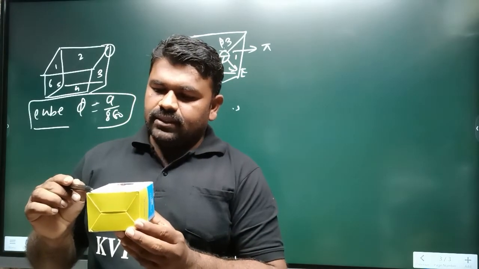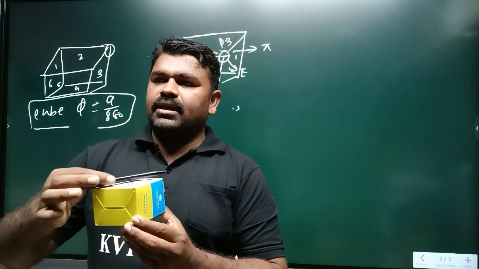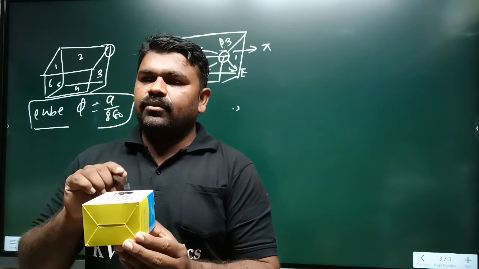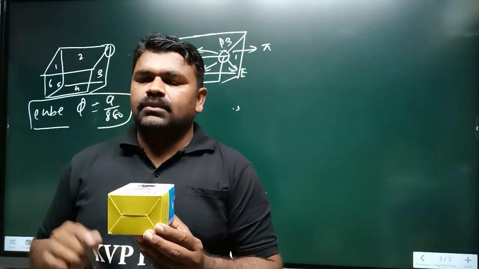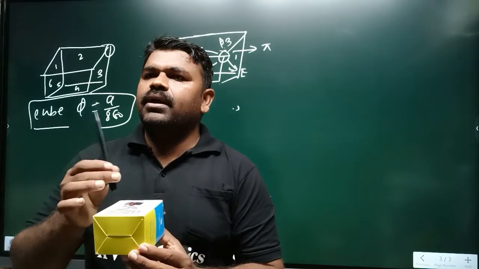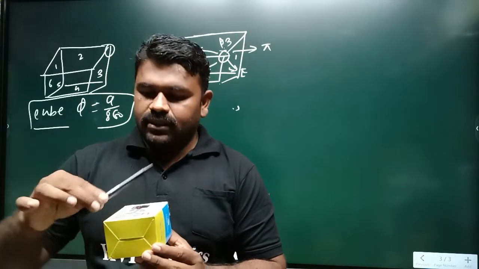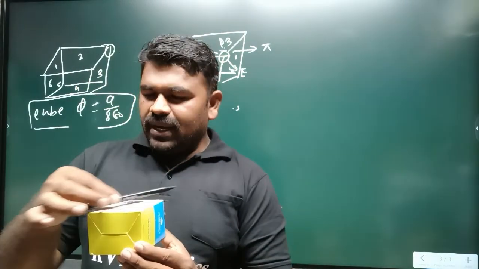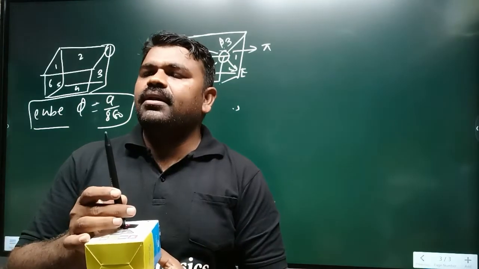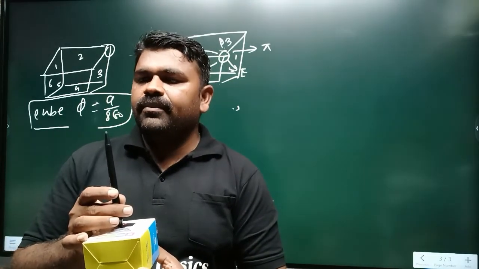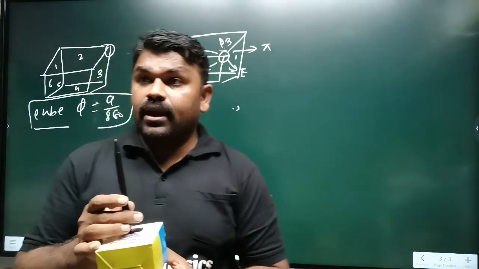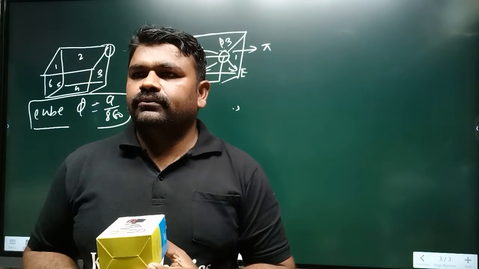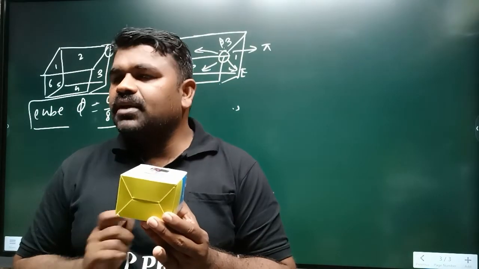Second one, we consider this surface. Electric field passing in this direction. And what is the area vector for this surface? Upward direction. This one is the area vector direction, and this is the direction of electric field. What is the angle between them? 90. Means how much flux passing through this surface area? 0. Third one, we consider this surface.